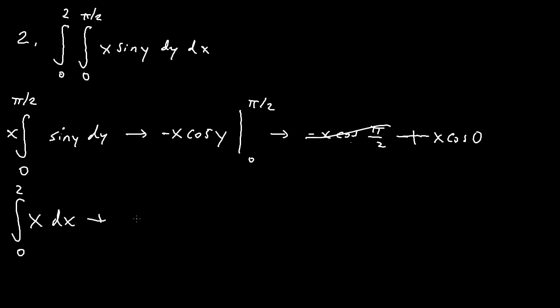Now the integral of x is obviously just x squared over 2. If we integrate that from the x bounds of 0 to 2, we get 2 squared, which is 4, so 4 over 2, minus, when I plug in 0, we get 0 over 2, which is 0. So 4 over 2 is 2.